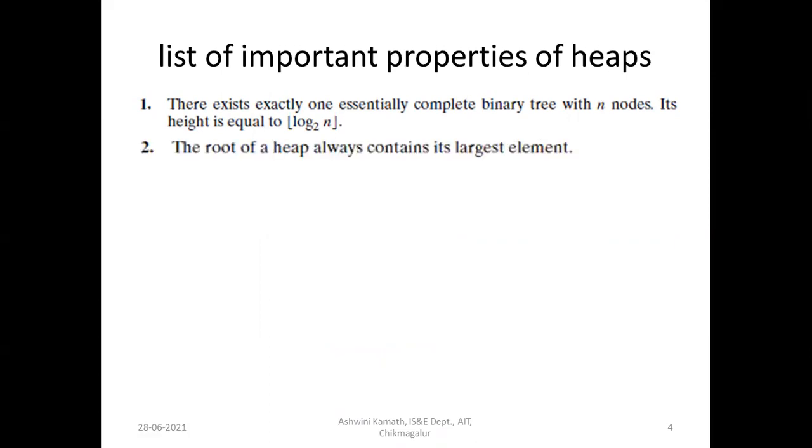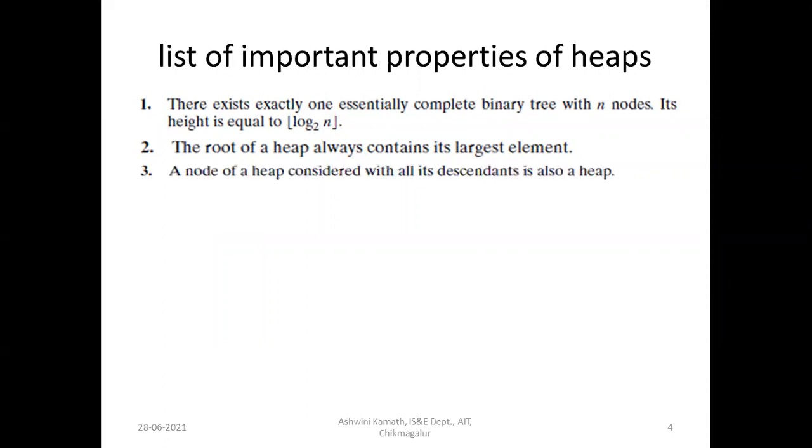The root of a heap always contains its largest element. And one more thing, there exists exactly one essentially complete binary tree for the heap. We are going to discuss two methods here, top-down approach and bottom-up approach, for creating the heap. With the same values, same array, we are going to end with the same tree, whether you use the bottom-up approach or the top-down approach. That's why they have given this statement. The heap created by the top-down approach or bottom-up approach will be the same for the same set of values.